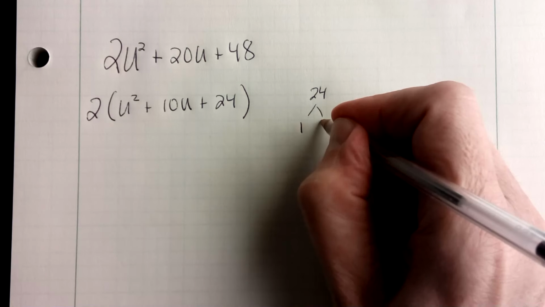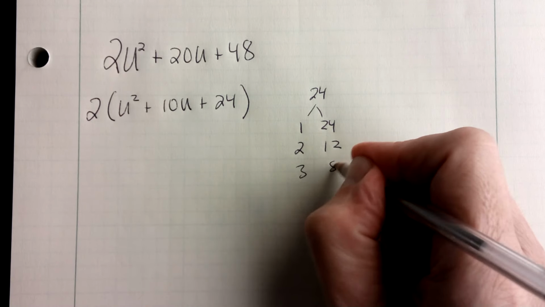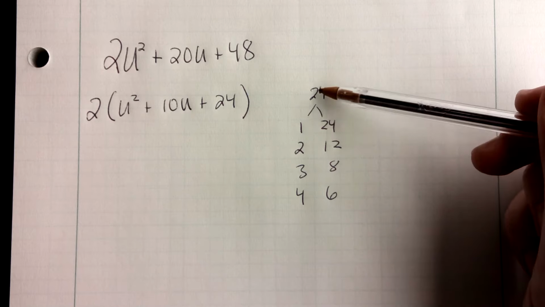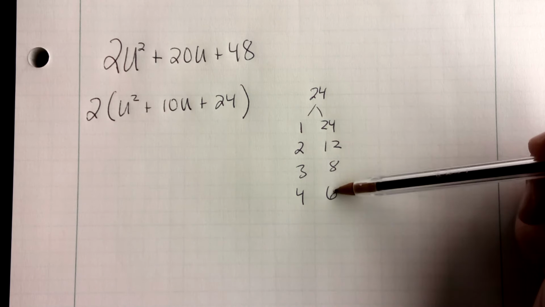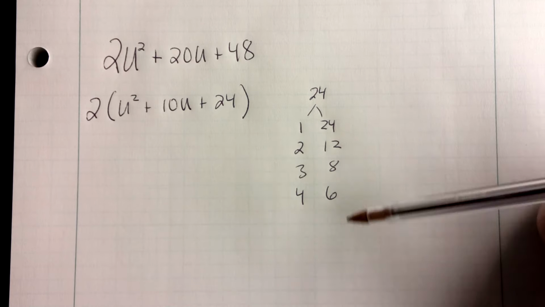Now, off to the side, I take this last term, this 24, and I start to factor it. 1 and 24, 2 and 12, 3 and 8, 4 and 6. And then I say, all right, since it's positive, they'll both be positive. Since the sum needs to be positive, they're both positive.